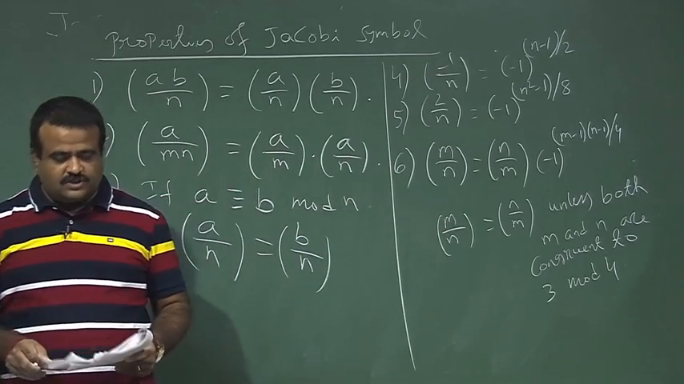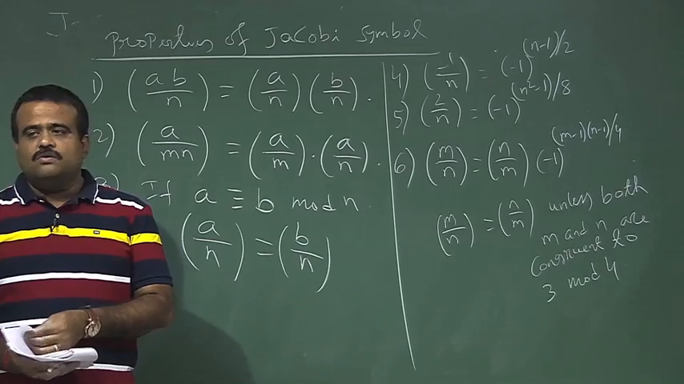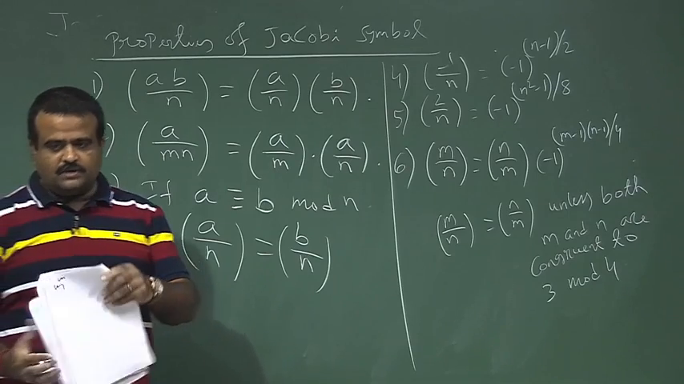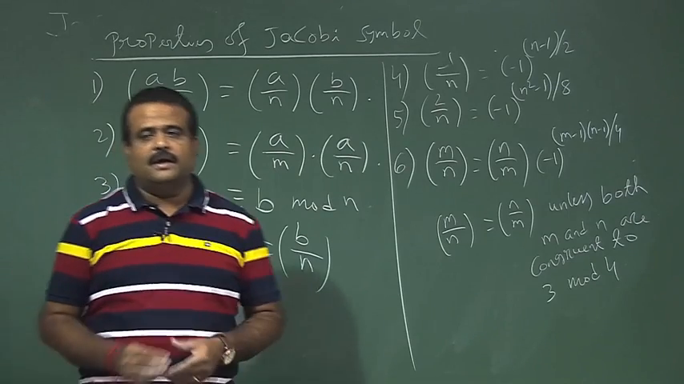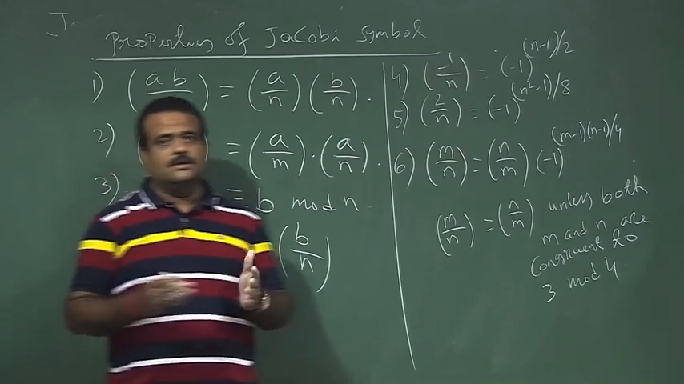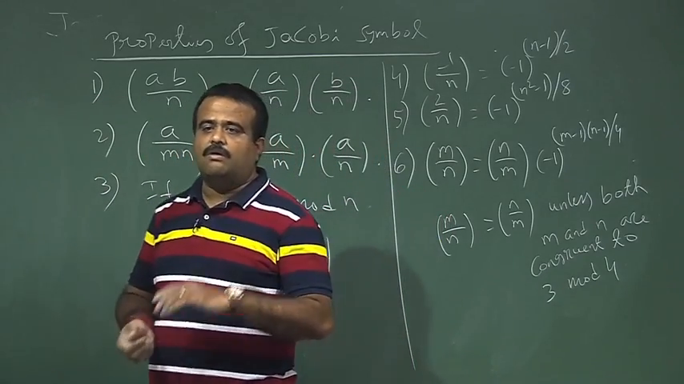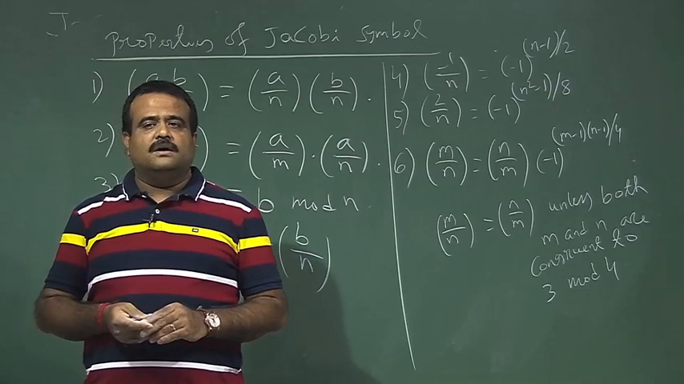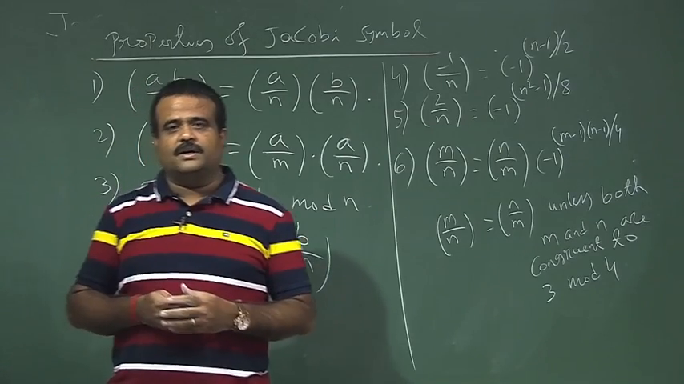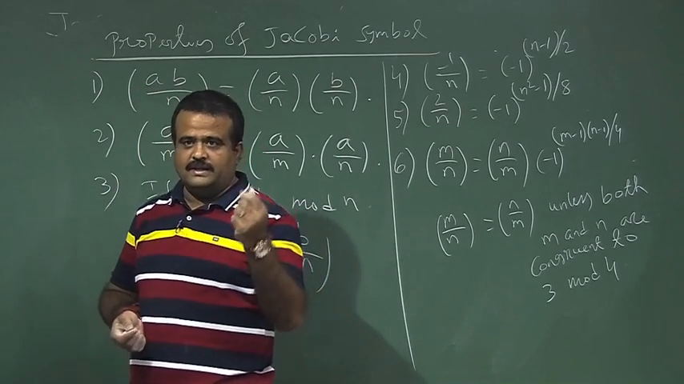We will use this result to find the Jacobi symbol of any number (a by n), and we will see how it is useful for a crypto system or for primality testing, to check whether n is prime or not.